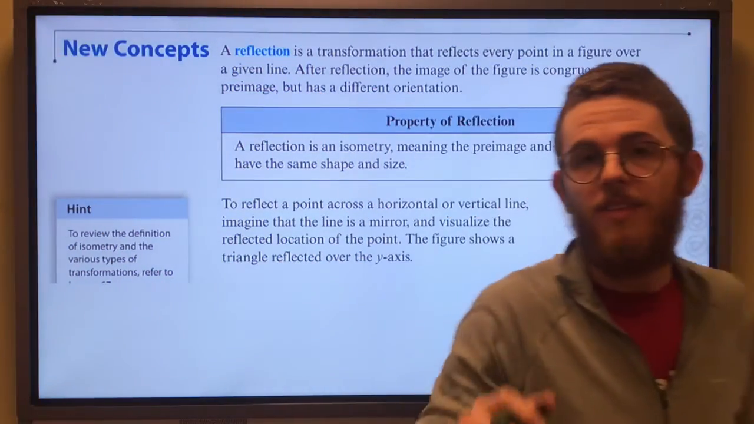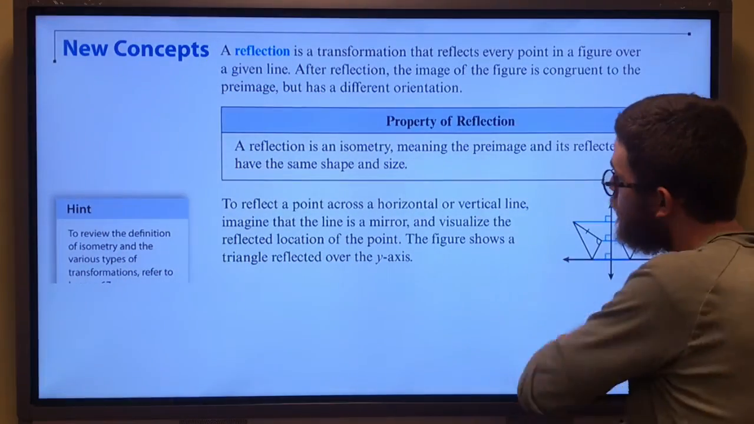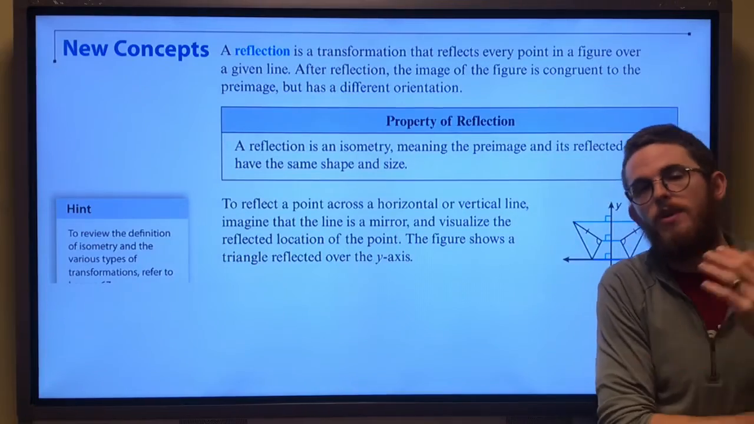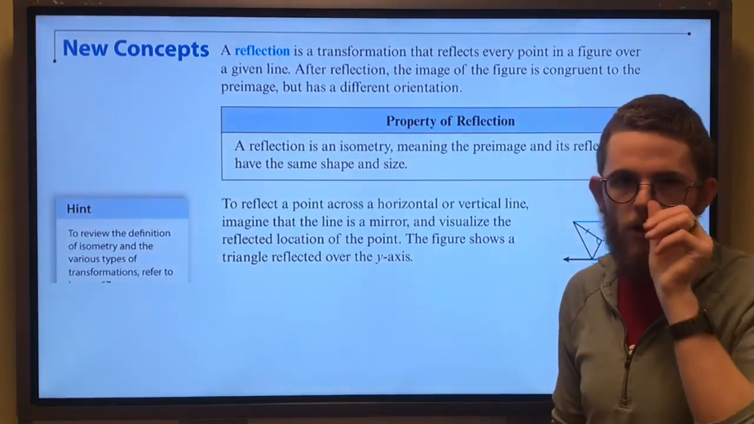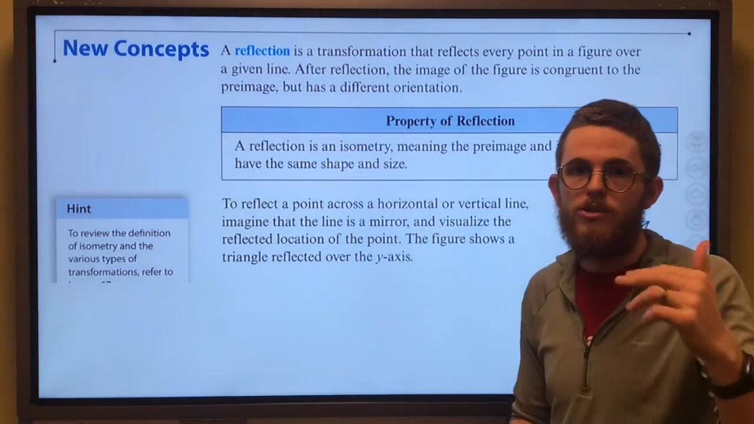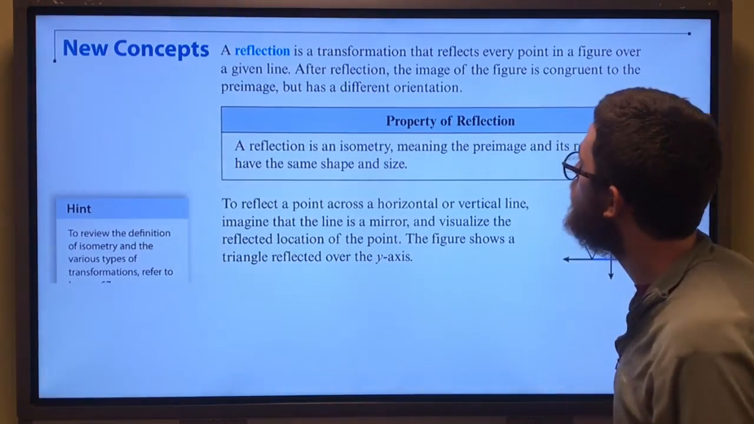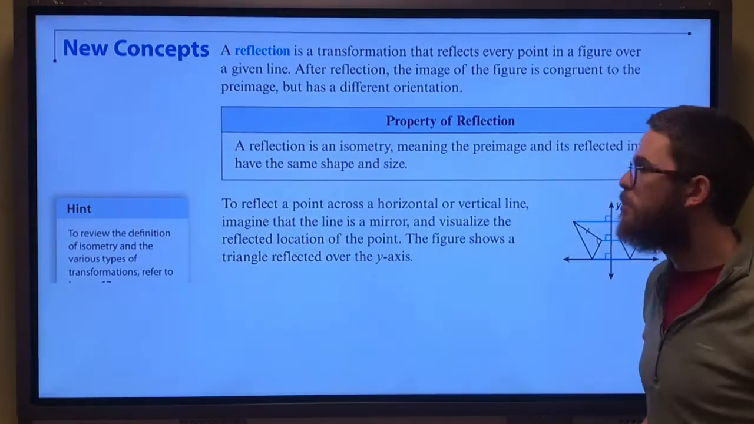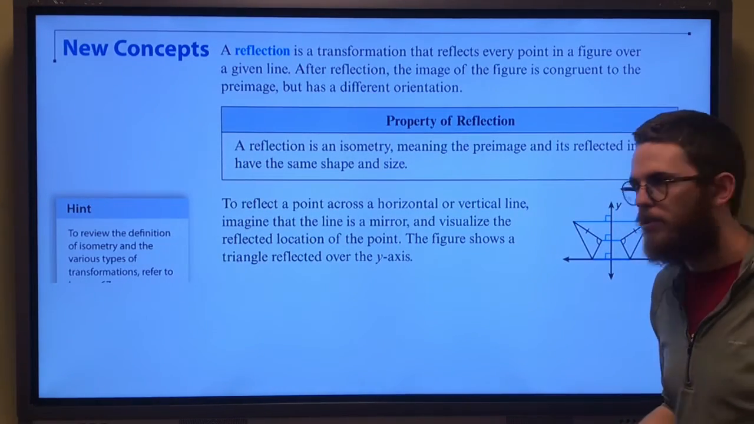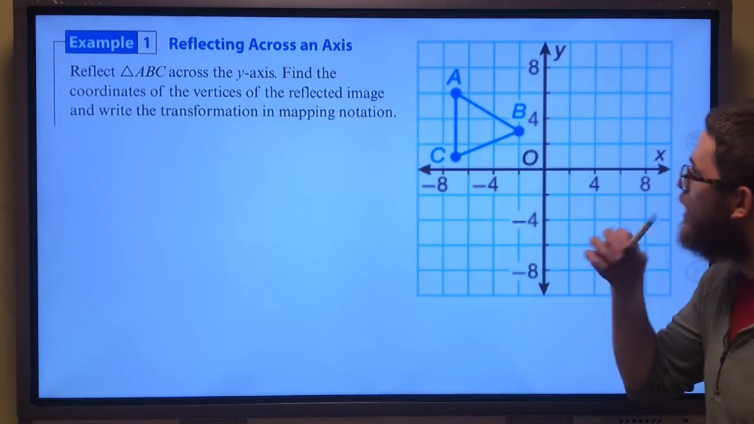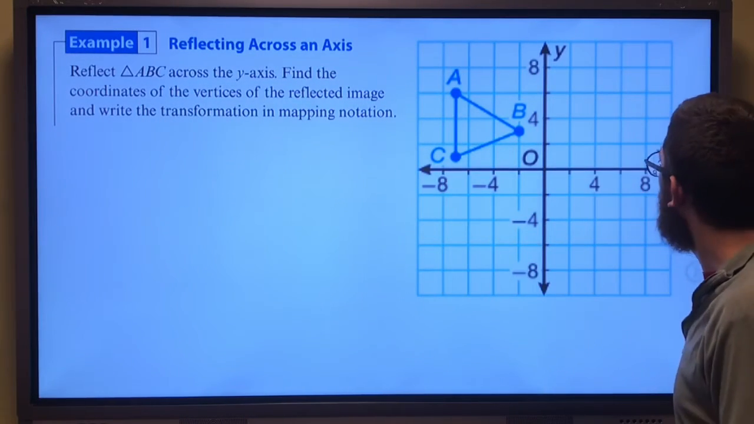Hey, once again looking at the isometries that are reflections. Remember, an isometry preserves congruence, it preserves size and shape. We also can call these congruence transformations or rigid transformations. All we're doing is changing the position of our shape. Okay, so here it says reflect ABC across the y-axis.